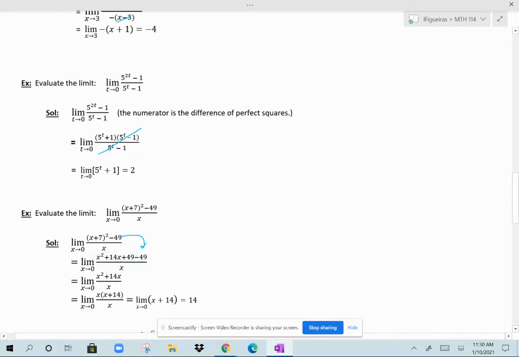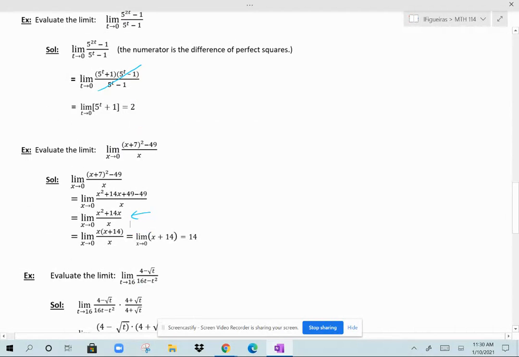But then you can see that the 49 and the minus 49 cancel each other out. So I'm just left with this expression, x squared plus 14x, but I still can't apply direct substitution. Therefore, I'm going to simplify more. So the numerator factors into x times x plus 14. The denominator stays the same, but then the x's cancel out, and I'm left with just the limit as x approaches 0 of x plus 14. When you plug in the 0 right in here, you get a limit value of 14.